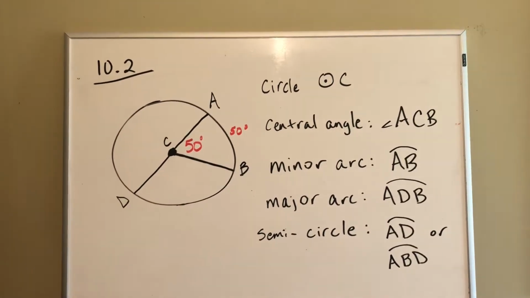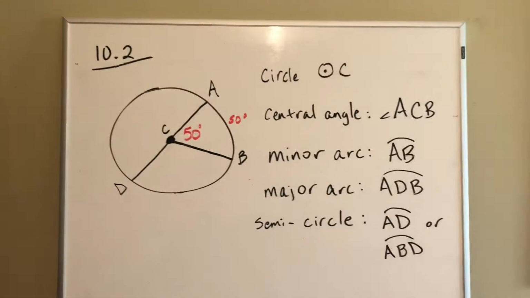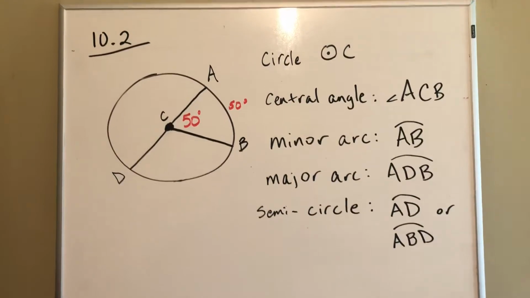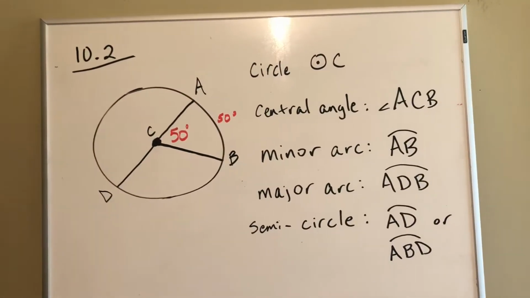Quick video on section 10.2 to get you guys started. The key concepts from this section are the idea of a central angle and arcs, minor arcs, major arcs, semicircles that are created on the edges of the circle.